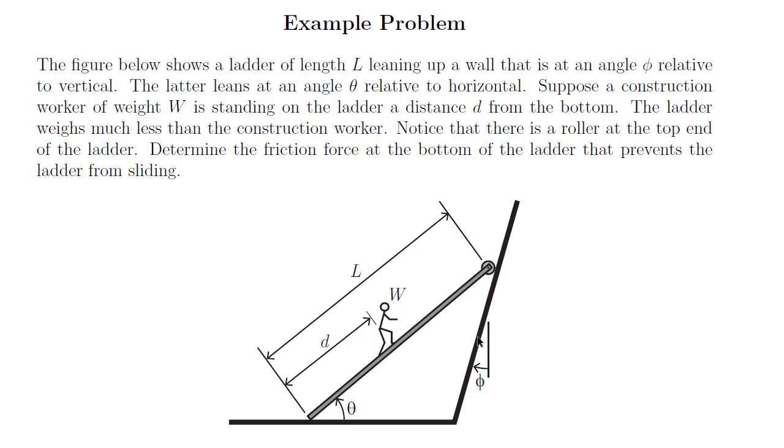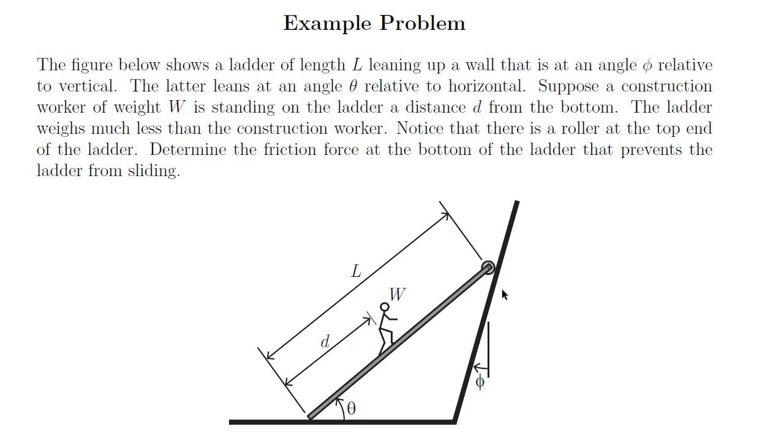So the problem is this. We have a ladder leaning up against the wall. The wall itself is at an angle relative to vertical, the angle of phi. The ladder is leaning at an angle theta relative to horizontal. The ladder has length L, and there's this dude on there, the construction worker, if you will. That worker has a weight W, and that construction worker is a distance D up from the bottom of the ladder. Up and to the right, I guess.